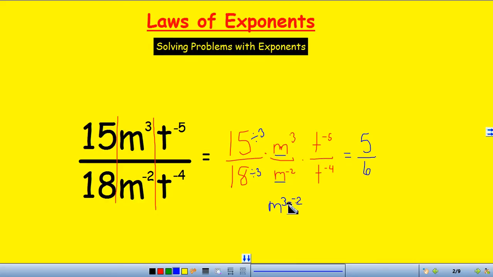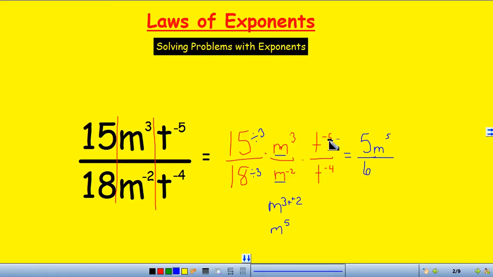Now remember, whenever we're subtracting, it's the same as adding the opposite. So this would be m to the power of 3 plus the opposite of negative 2, which is positive 2. And that gives us m to the power of 5. So I'm going to put this over here, and it is in the numerator. So it goes up here with our 5. I'm going to extend this line a little bit more. And let's look at this last one here.